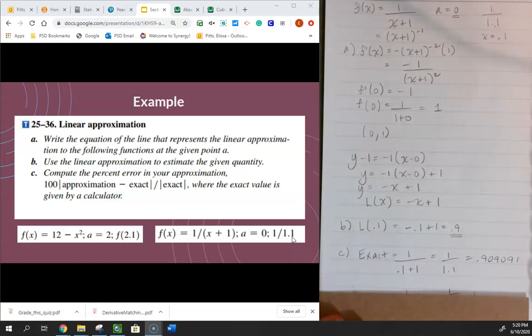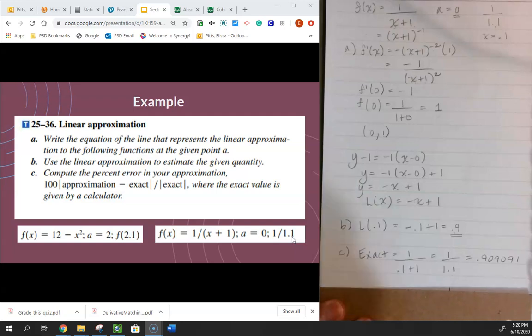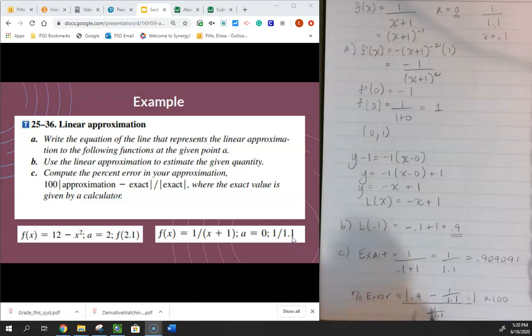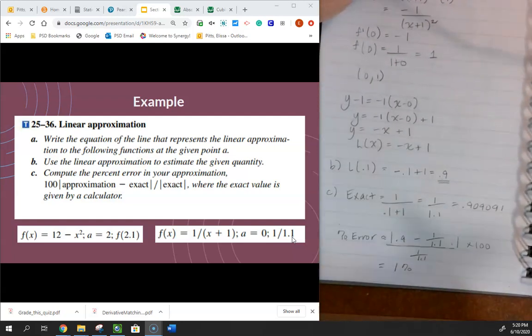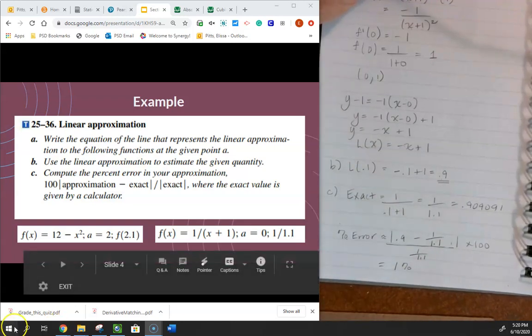And then we calculate the percent error by finding the exact. You take the approximation minus the exact divided by the exact, absolute value if needed, and then you multiply that by 100, and in this case you get about 1%. All right, let's move on.